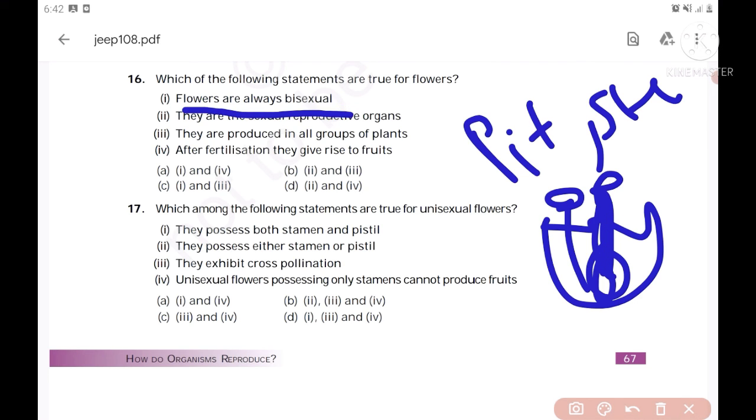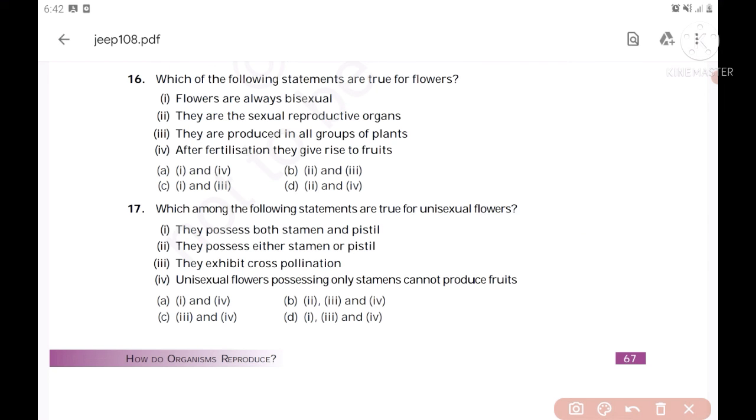Flowers are always bisexual. No, there are unisexual flowers also. So this is wrong. Next, they are the sexual reproductive organs. True. They are produced in all groups of plants. No, flowers are not produced in all groups of plants. You can take the example of sugarcane. Does sugarcane produce flowers? No. Right? Next, after fertilization, they give rise to fruits.